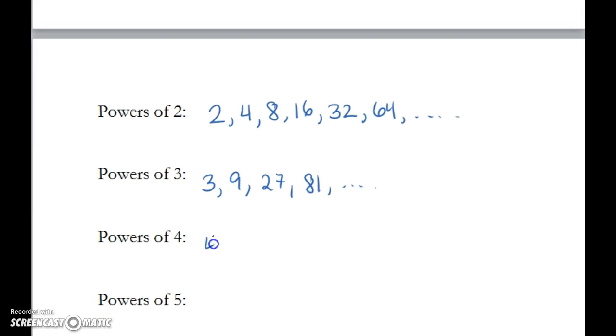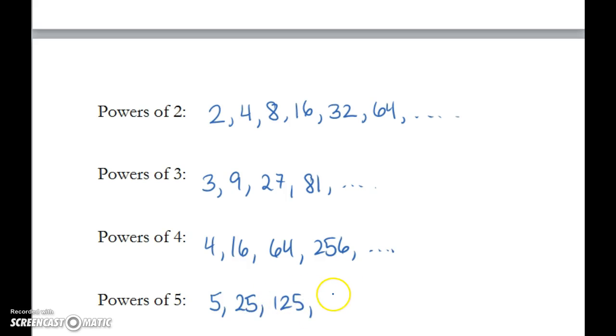Powers of 4, 4 to the first, 4 to the second is 16, 4 to the third is 64, 4 to the fourth is 256. Powers of 5 would be 5 to the first, 5 squared, 5 to the third, 5 to the fourth, which is 625. So you should be comfortable recognizing the first 4 powers of each of these bases, and then with powers of 2, maybe even a little bit further.